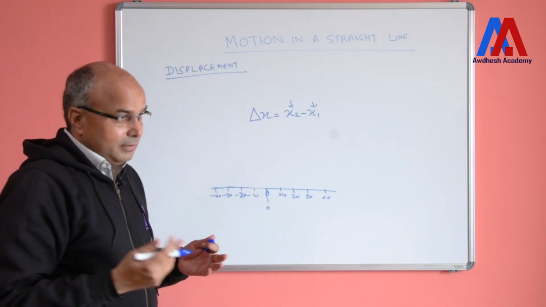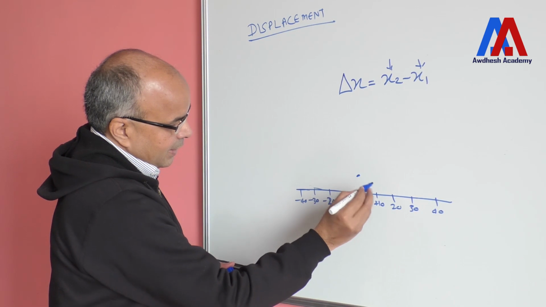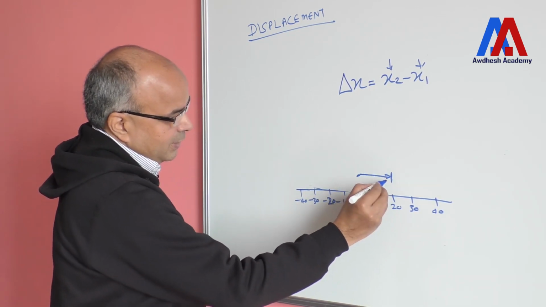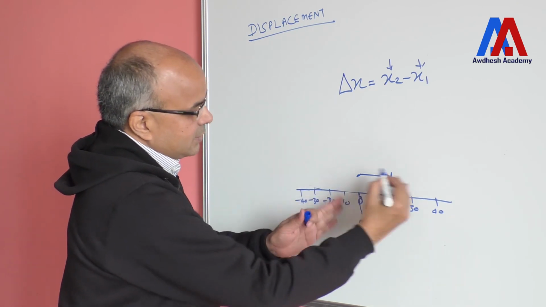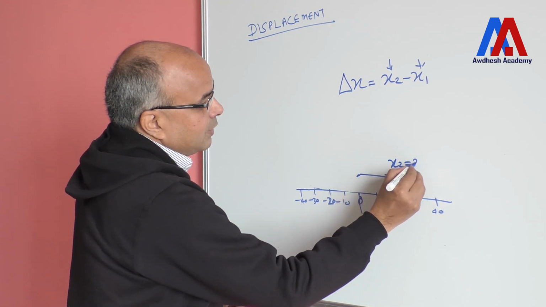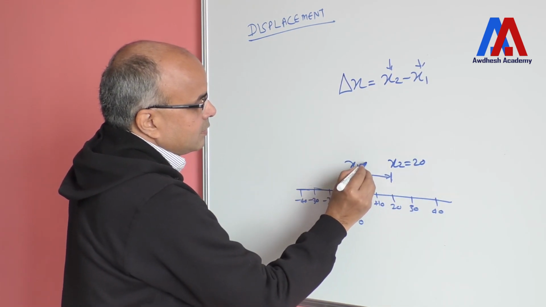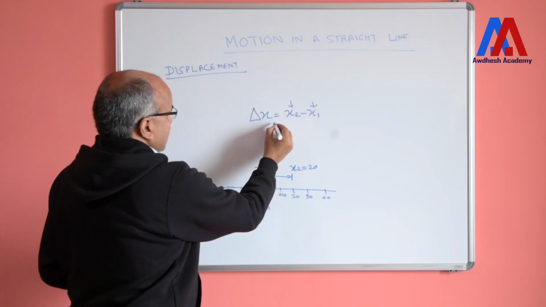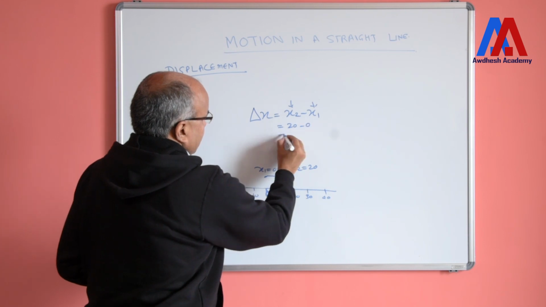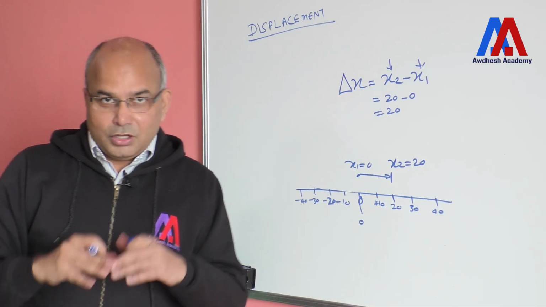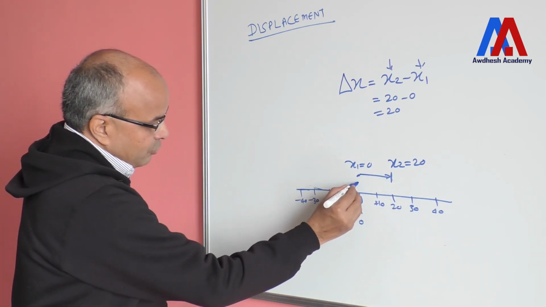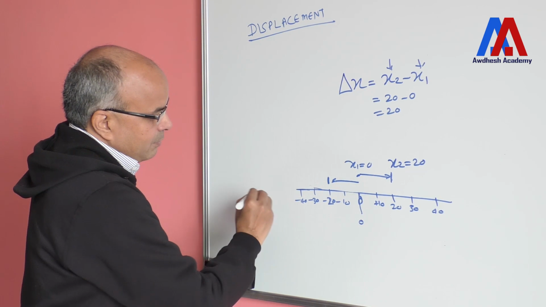So let us take an example. For example, if you are here and you move to a position here, that is, move 20 meters on this side, the right side, on the positive side, in that case the value of x2 becomes 20 and the value of x1 is 0. And so if you have to calculate the displacement, delta x will be equal to 20 minus 0, and that is equal to 20. Now imagine that instead of moving on the positive side, we have rather moved on the negative side, and this becomes our second point.